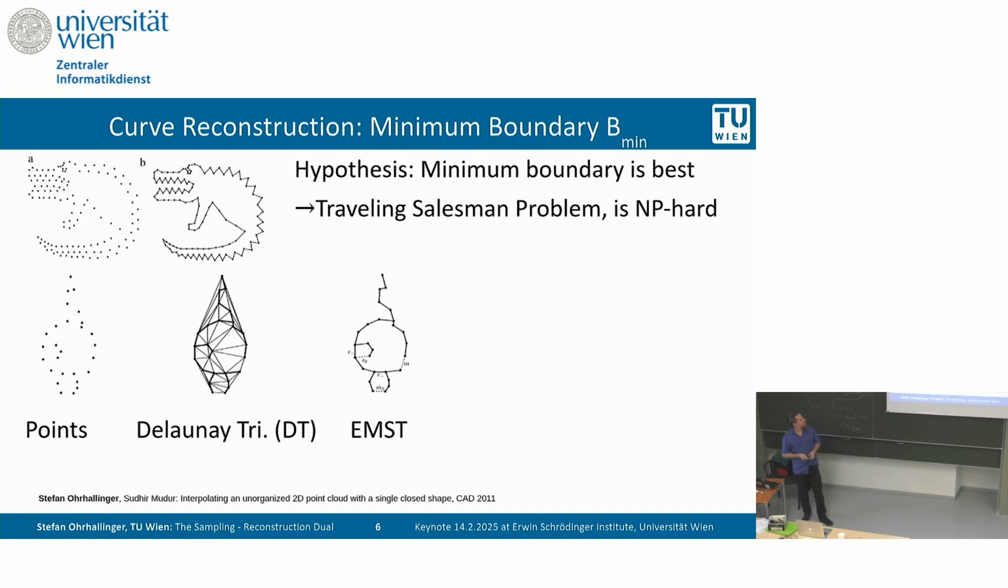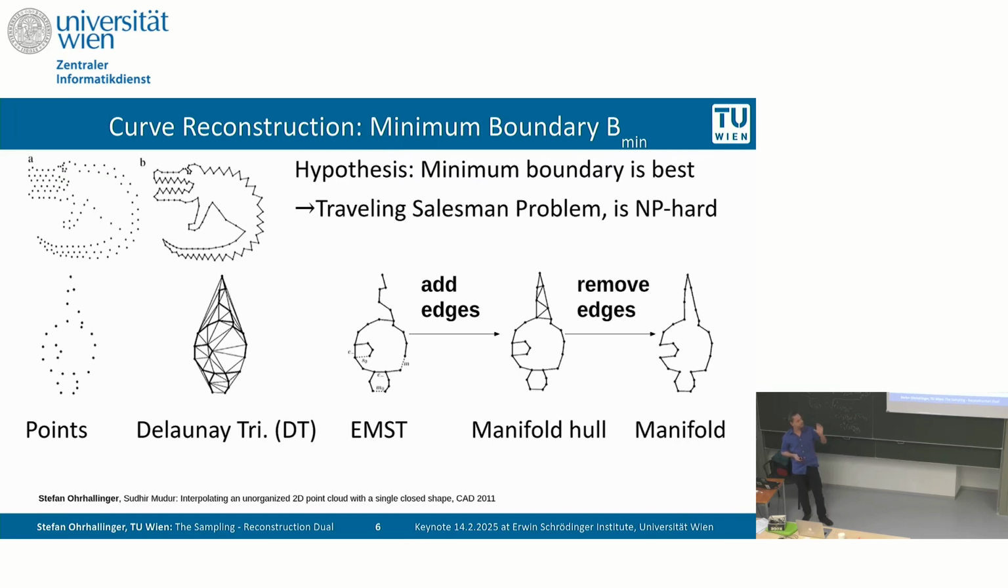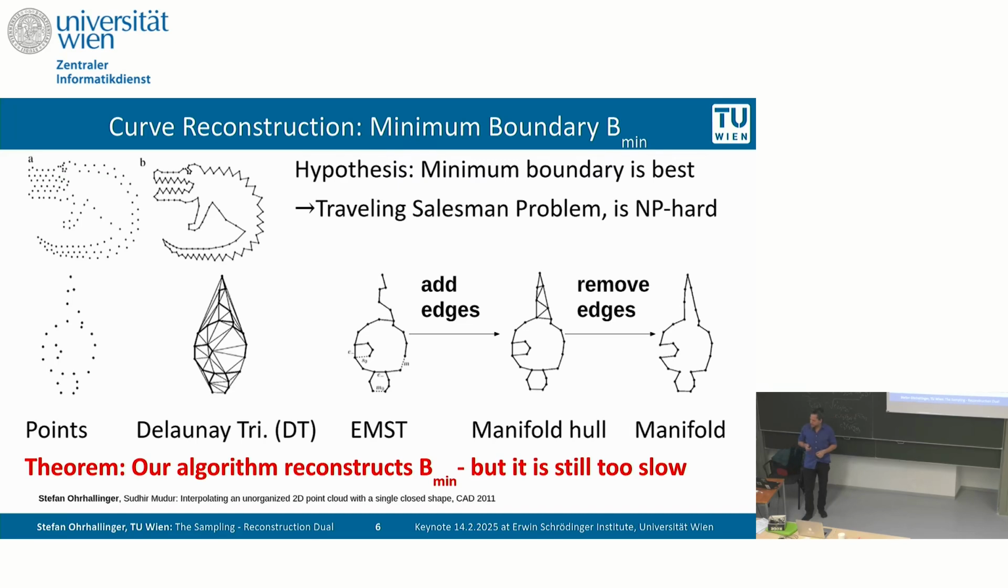And then we do some heuristic, exchanging edges, adding edges, and then because the hull is manifold, meaning each vertex has incident edges, so it's like a bounded shape, but there are also edges inside. Then we have to remove some edges, and we get the manifold. And we prove that it reconstructs the minimum boundary, but in many cases it's still too slow, because we have to solve the traveling salesman problem to get around the NP hardness.